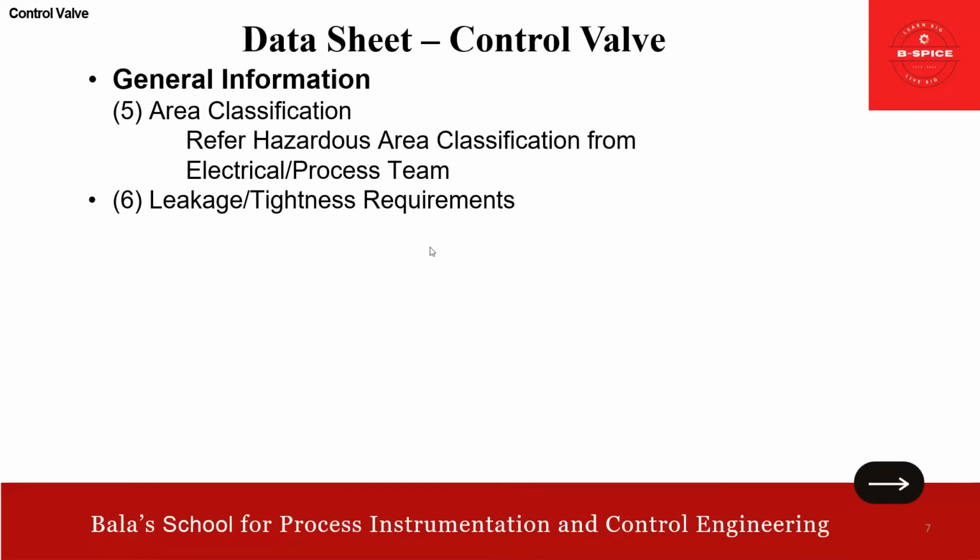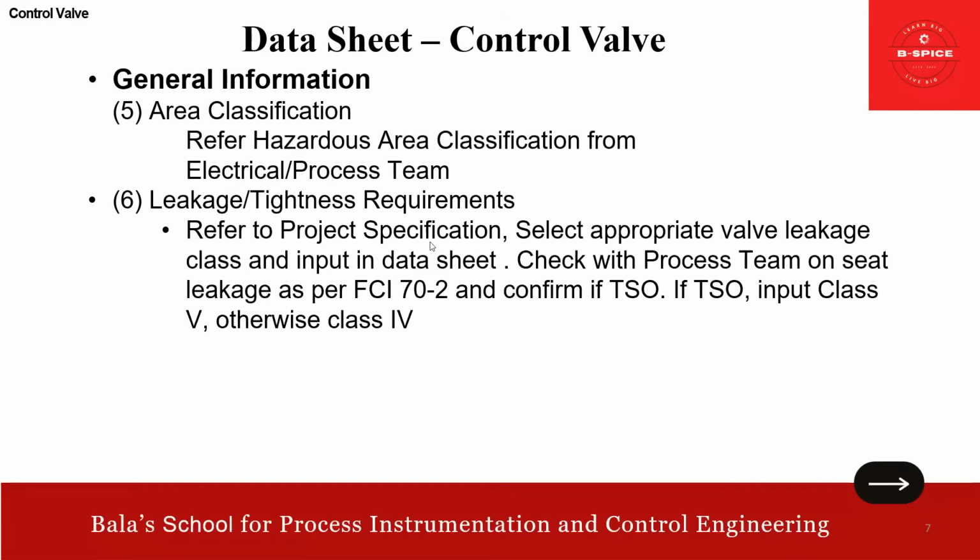Okay, then we go to the leakage or tightness requirements. This is also a very important item for a control valve. Basically, we need to refer to the project specification for this information. So we need to select the appropriate valve leakage class and input it in the data sheet. Of course, this tight shut-off requirement will come from the process team. Our process colleagues will support, and it should be in line with FCI 70 part 2.